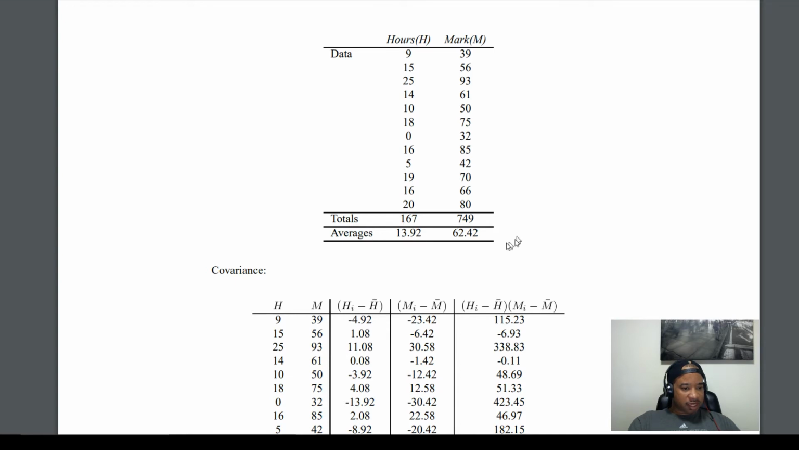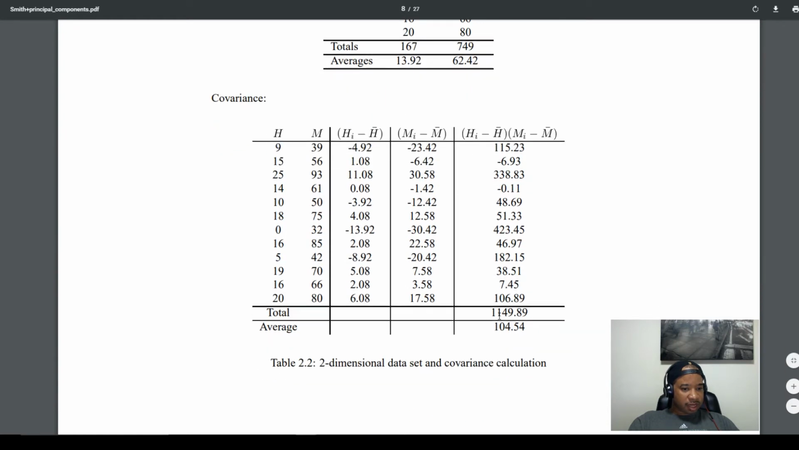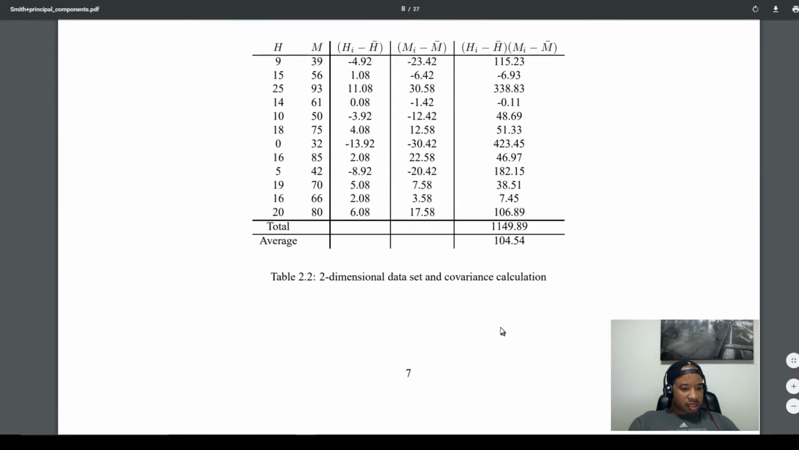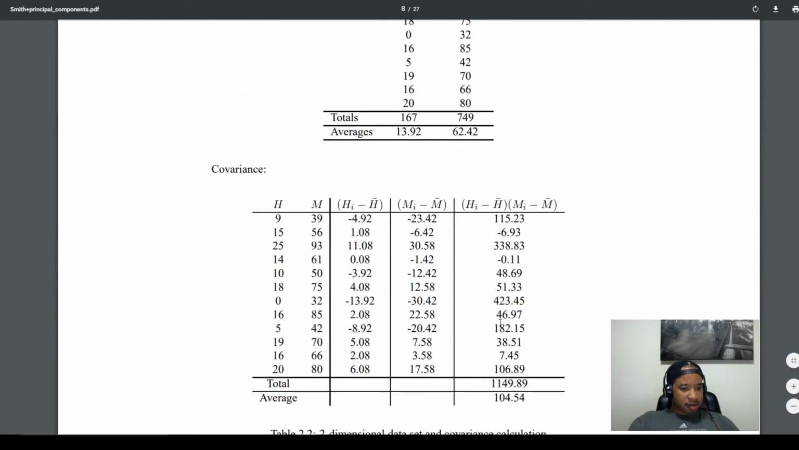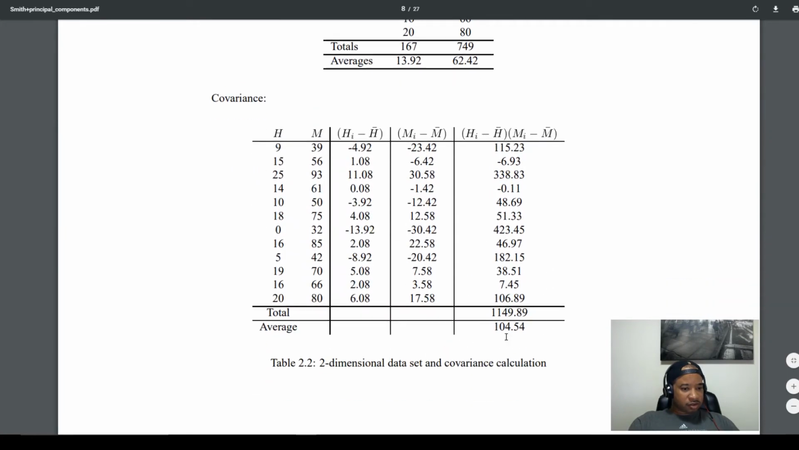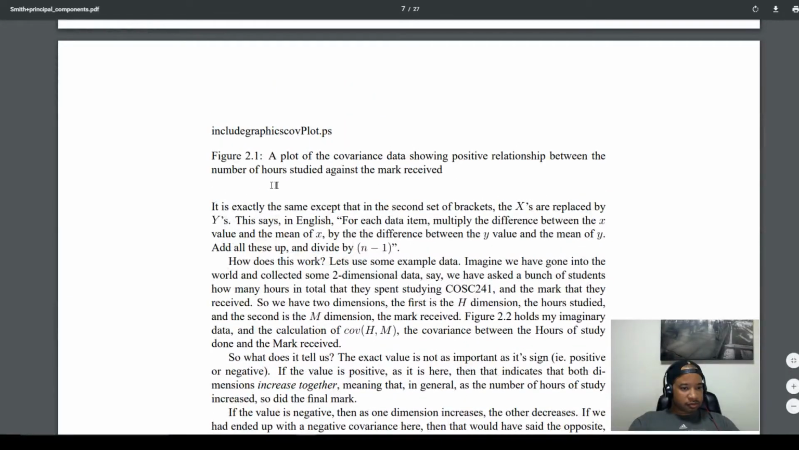Now we have the average of each, and the average is needed to calculate the covariance. We calculate it, add them all up, multiply it out, and we get the average. And that's it. We get this huge value, 104.54. Okay, so now let's read.